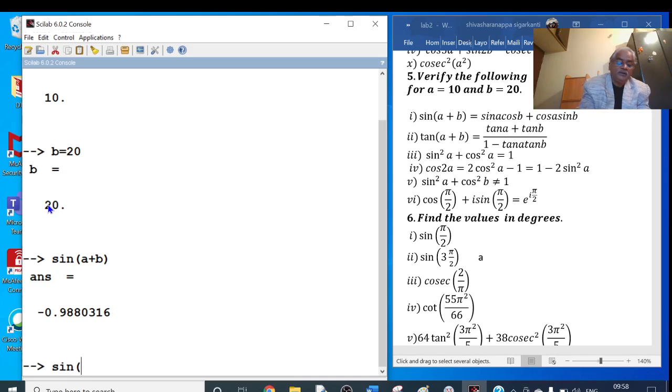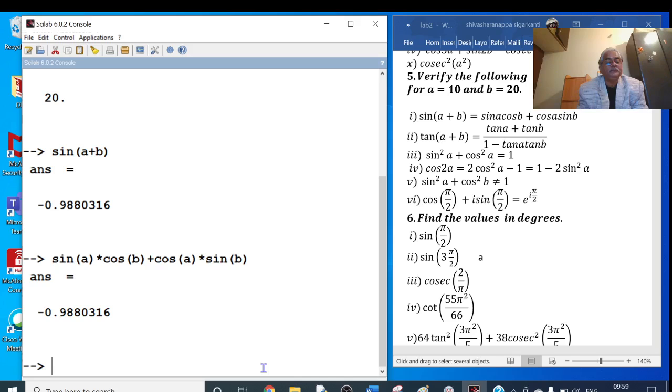Similarly, I will go for sin a star cos b plus cos a into, that is star, sin b. Okay, sin a cos b plus cos a sin b. Now if I press the enter button, I am getting the same value. That means these two are the same.